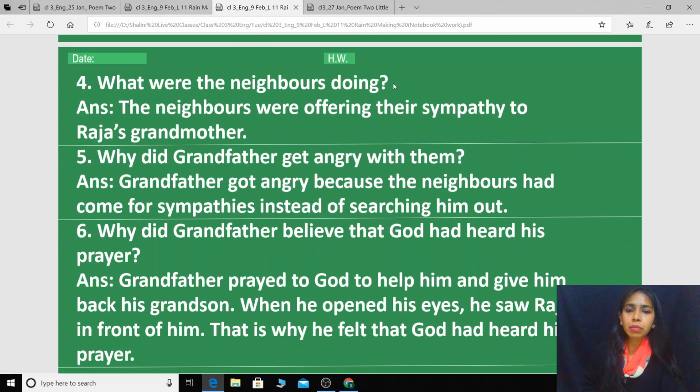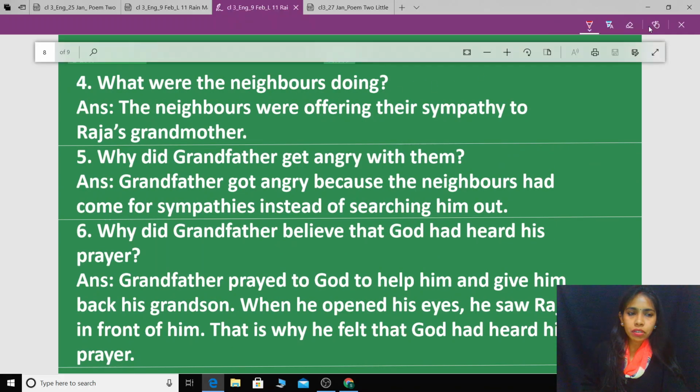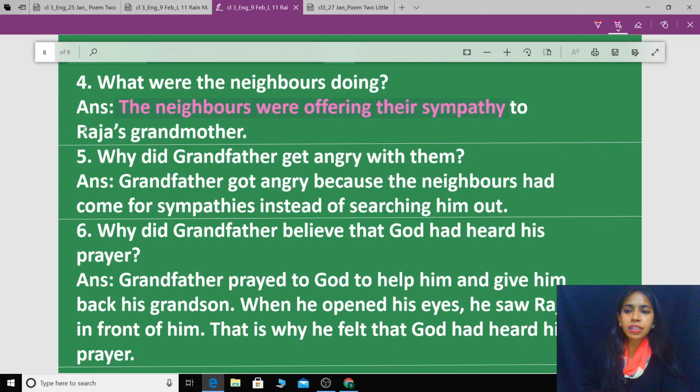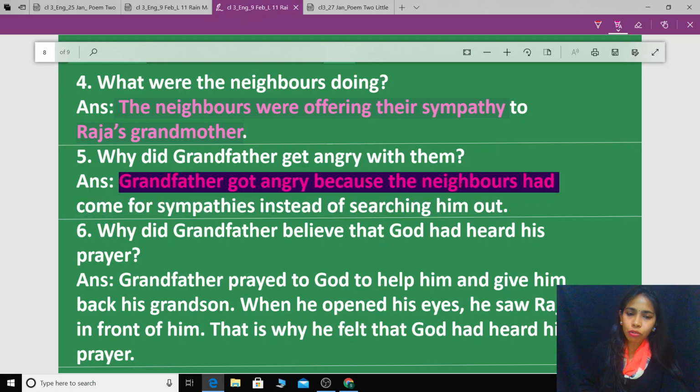Now, what were the neighbors doing, children? The neighbors were offering their sympathy to Raja's grandmother, right? Why did grandfather get angry with them? Grandfather got angry because the neighbors had come to sympathize instead of searching for him, right?